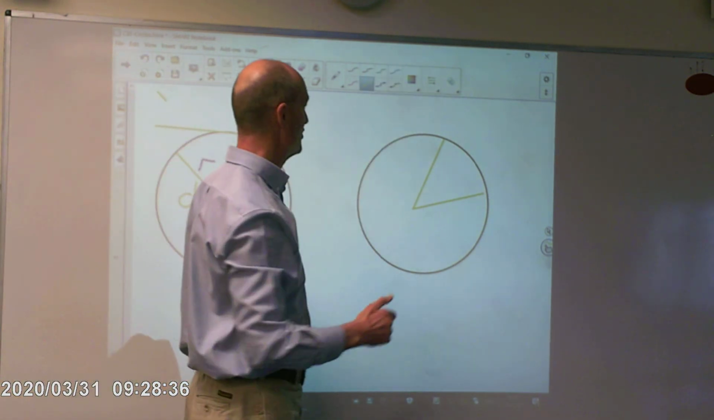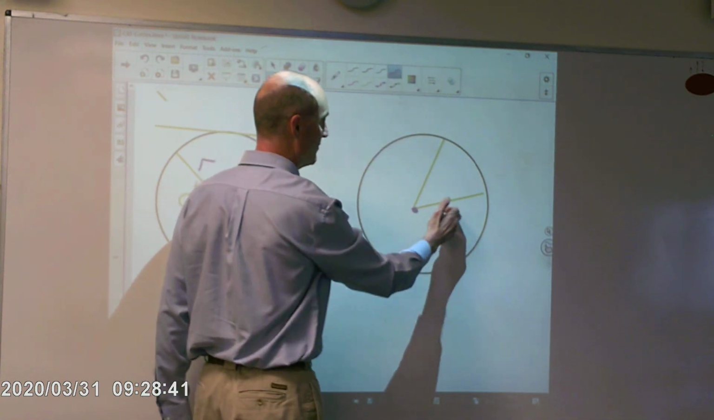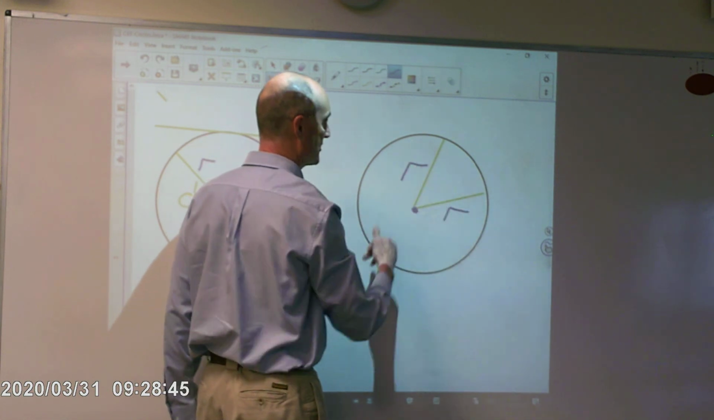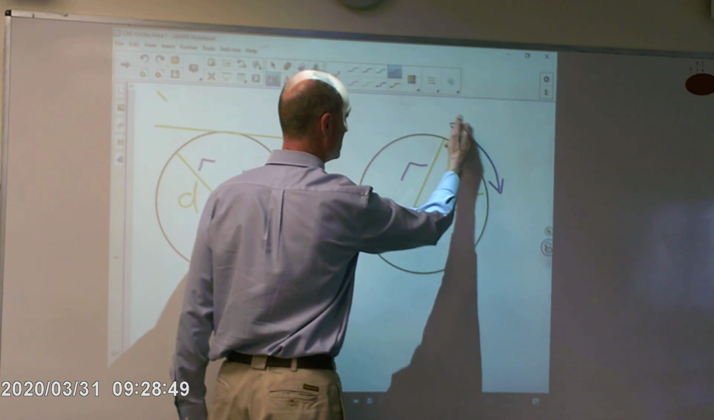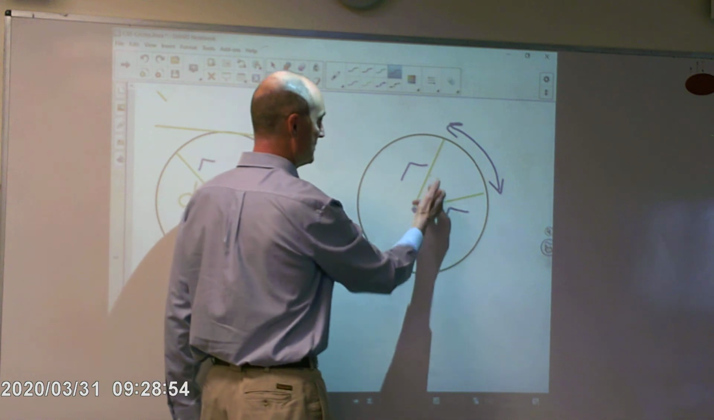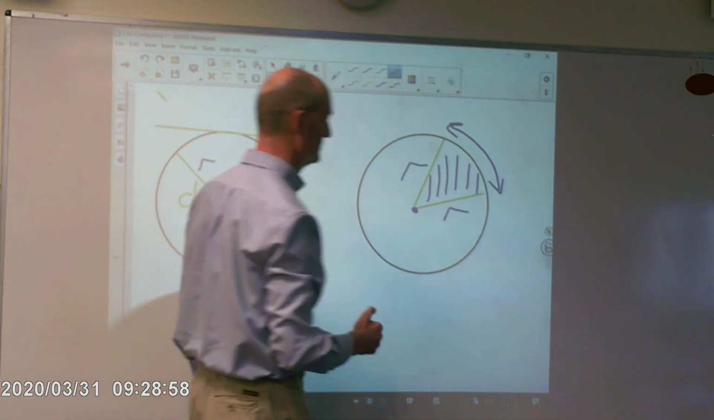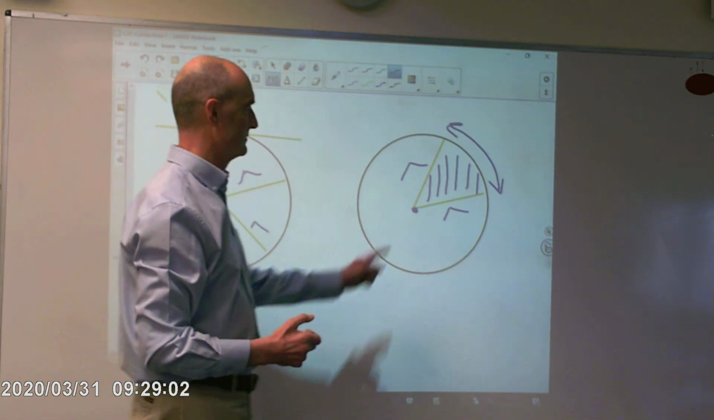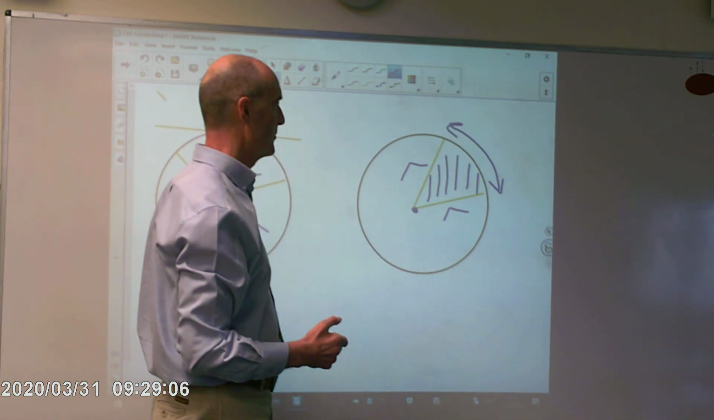Now, we talked about sectors a lot yesterday. A sector, we've got our centre point, we've got a radius going out to the circumference, we've got a radius going out to the circumference, we've got an arc. So a curved line. The area of this sector we were working on yesterday. Today we're going to think about the perimeter of the sector.